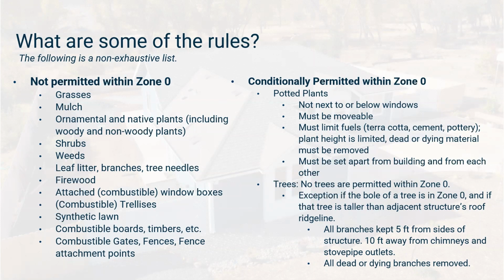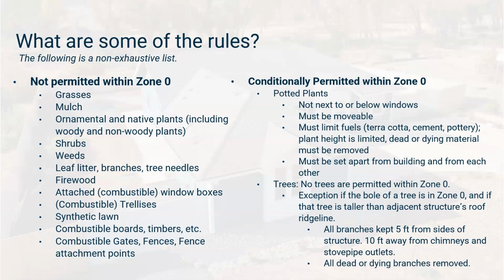I put together this non-exhaustive list, but so far, things that are not permitted within Zone 0 are on the left, and things that are conditionally permitted in Zone 0 are on the right. So we're talking about an ember-resistant zone, a completely combustible-free space between your house and 5 feet away. Those include grasses, mulch, ornamental and native plants, shrubs, weeds, leaf litter, firewood, combustible trellises, window boxes, synthetic lawn, and then combustible boards, timbers, etc., and then combustible gates, fences, and fence attachment points.